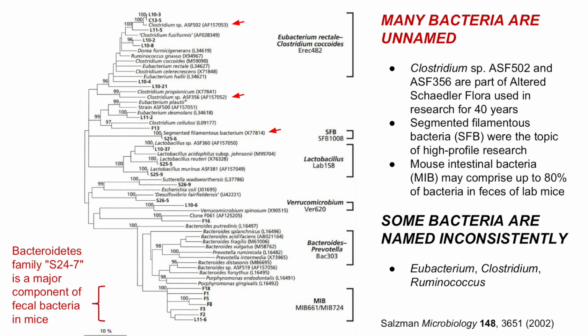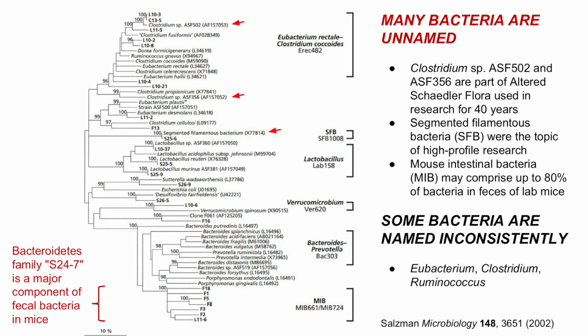All right, and other examples. So these Clostridium ASF 502. ASF stands for altered Schaedler flora, and that's a set of 8 bacteria that you can order mice with these 8 bacteria in them, and it's been used in research for 40 years in countless papers. Many, like 4 or 5 of the 8 species, still unnamed.